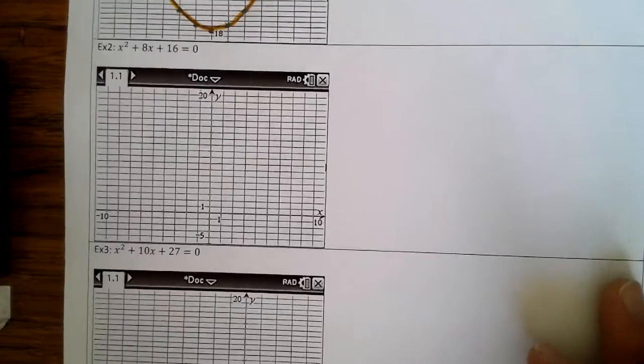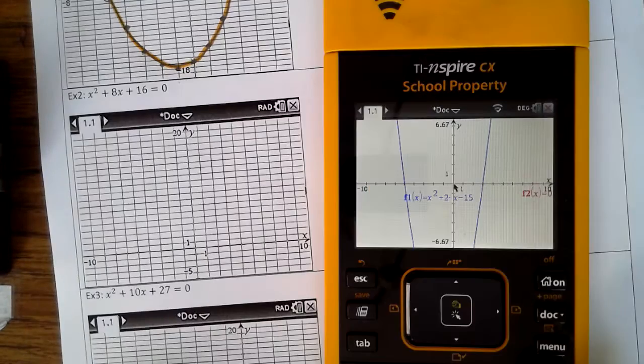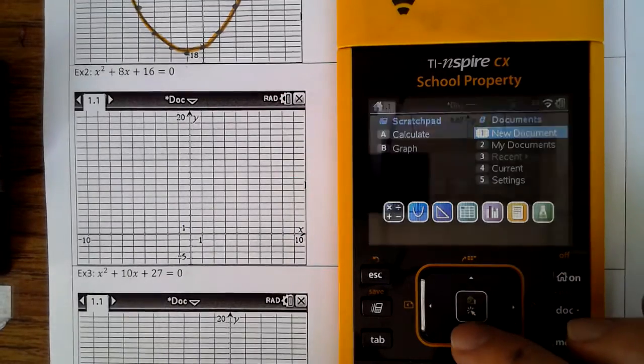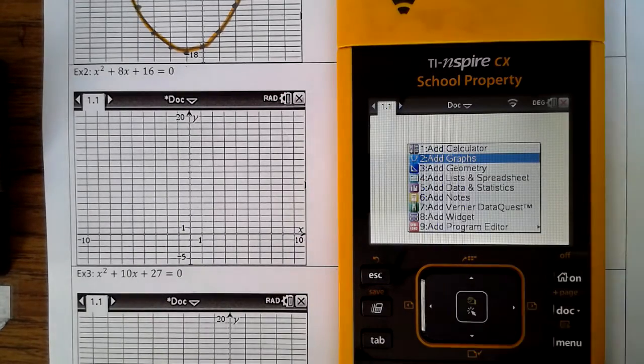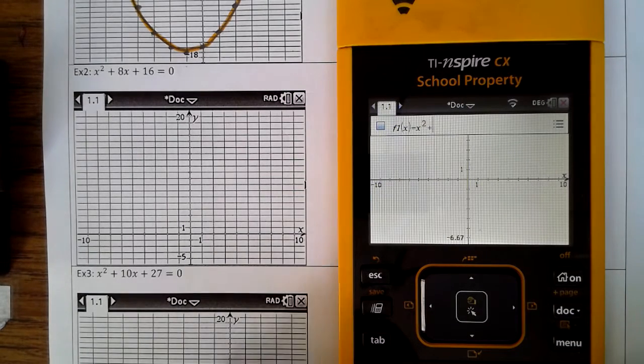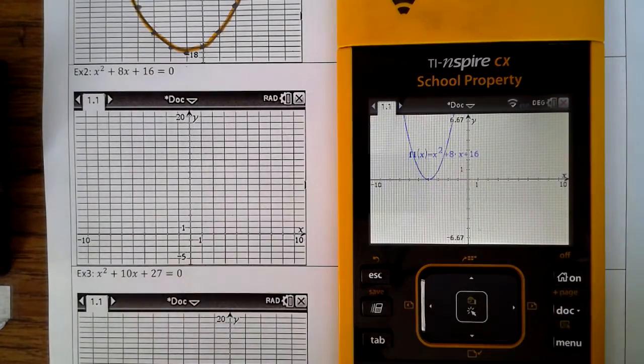All right, so again, we're going to do this by graphing. So whenever you start a new problem, you want to start a new document. So on new document, no, add graph, and we graph the left side. So the left side is x squared plus 8x plus 16. Press enter. Press Control T. Now this table goes to the -10. So we're going to go to -10 in the table.